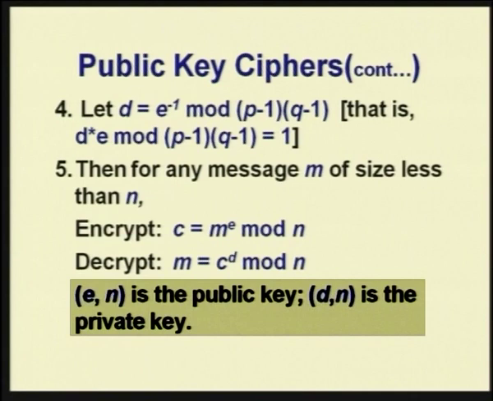Now, E comma n is the public key and D comma n is the private key. So, the public key is this pair of numbers E and n, and the private key is D comma n. So, this is how we come up with the public key and the private key in the RSA algorithm, and this is how the encryption and decryption are done.